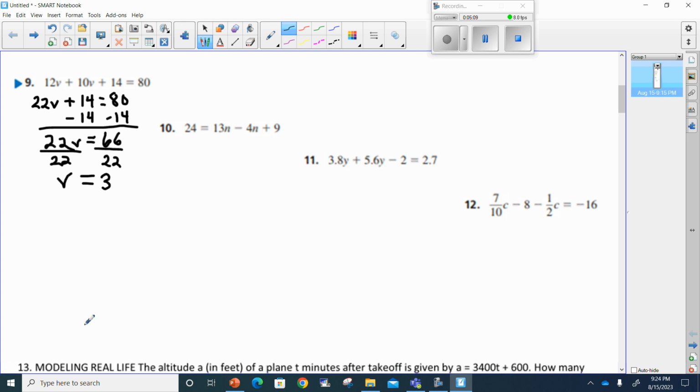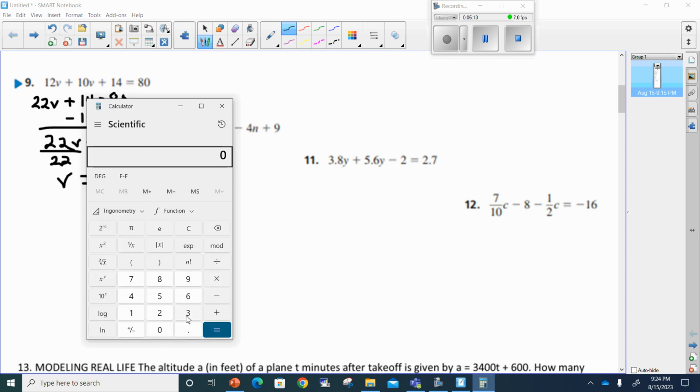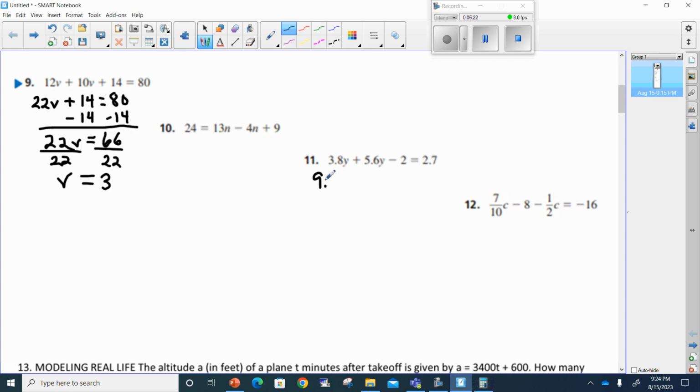3.8 plus 5.6. To make sure I've got this all going right, let me make sure I got my calculator going. 3.8 plus 5.6 is going to equal 9.4y. Remember, when my signs are the same, I find the sum. Now I have 9.4y minus 2 equals 2.7.